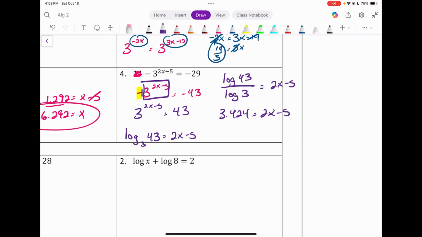Two more steps. To get rid of a minus 5, I'm going to add 5, and that's going to be 8.424 equals 2x. To get rid of the 2, since it's being multiplied, I'm going to divide, and that gives me 4.212 is equal to x.